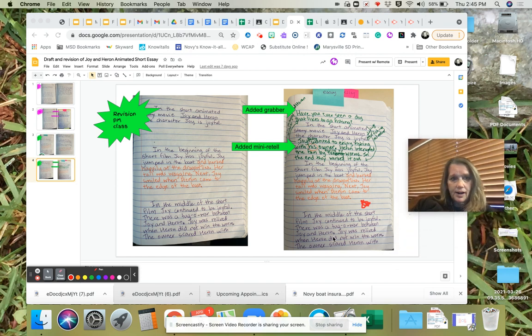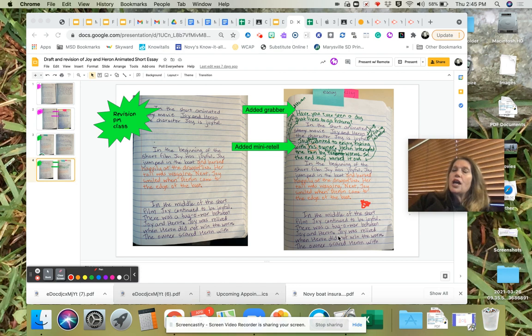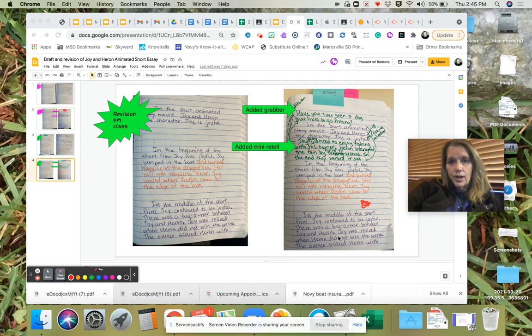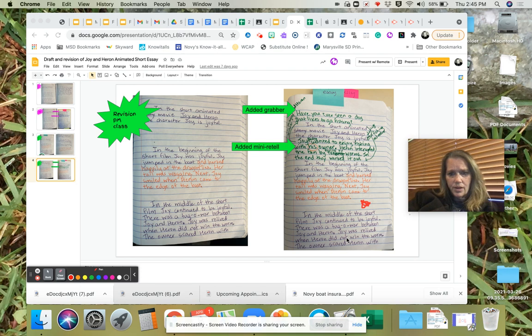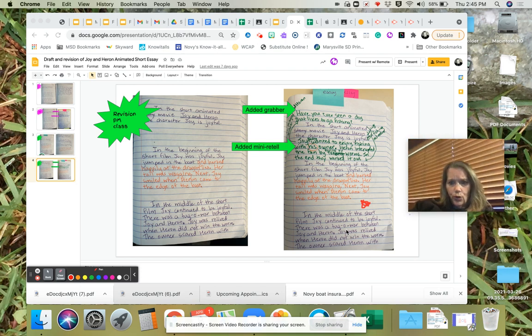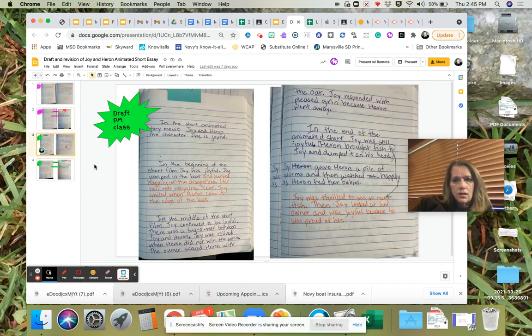I'm going to read this next paragraph of the middle, and our challenge is to add a sentence so it will make more sense to the reader. In the middle of the short film, Joy continued to be joyful. There was a tug-of-war between Joy and Heron. Joy was relieved when Heron did not win the worm. The owner scared Heron with the oar. Joy responded with a pleased grin because Heron went away.